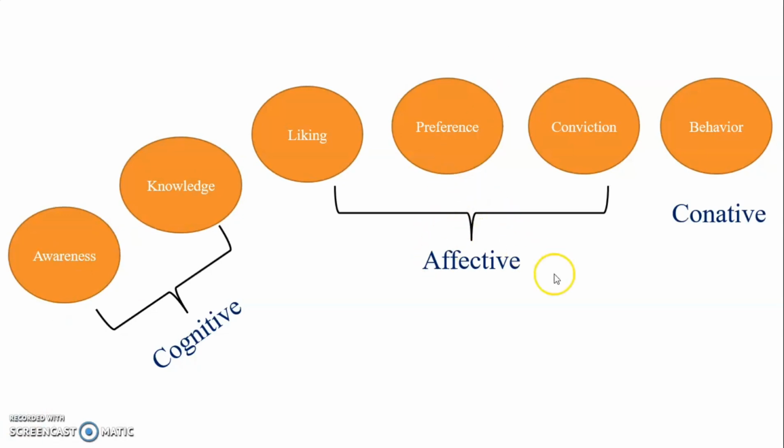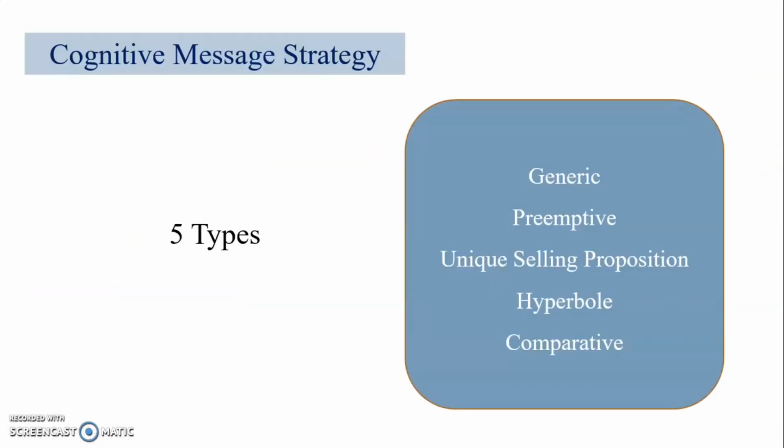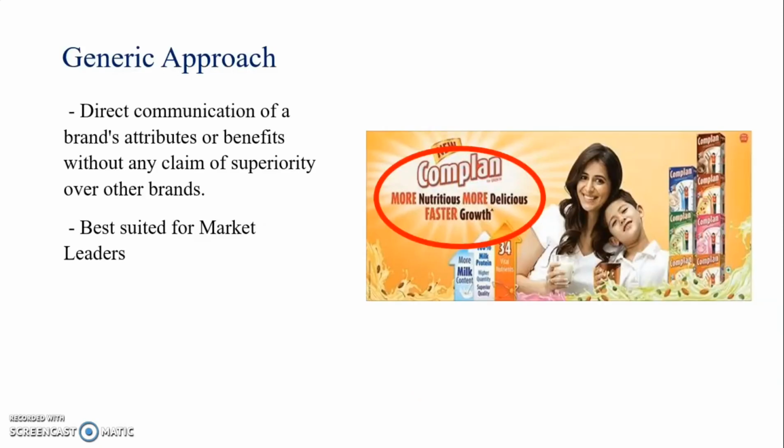So let us discuss cognitive message strategies. Cognitive message strategy is further classified into 5 types: generic, preemptive, USP, hyperbole, and comparative. Generic approach is a method where a direct communication of a brand's attributes or a benefit is communicated to the viewers without claiming any superiority over other brands.